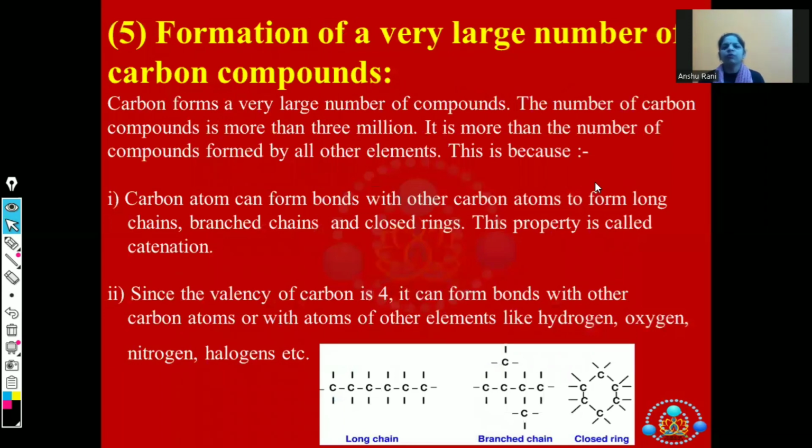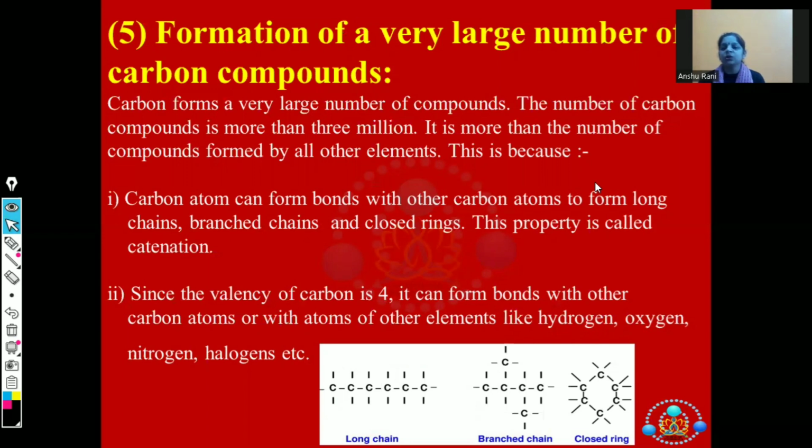Then comes the formation of a very large number of compounds. This is also called the versatile nature of carbon. Carbon is a very friendly element. It makes a large variety of compounds. And what are the major causes why carbon makes a large variety of compounds? First, carbon has a tetrahedral structure. Carbon has a valency of 4. It can combine with 4 other atoms at a time. These 4 atoms can be the same or different. So depending upon that, it would have a large number of compounds.